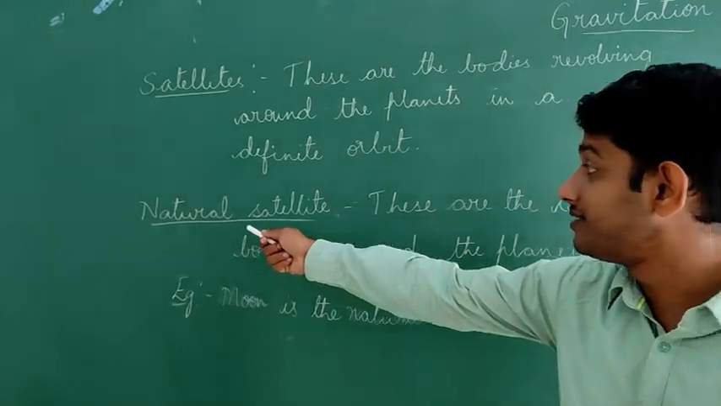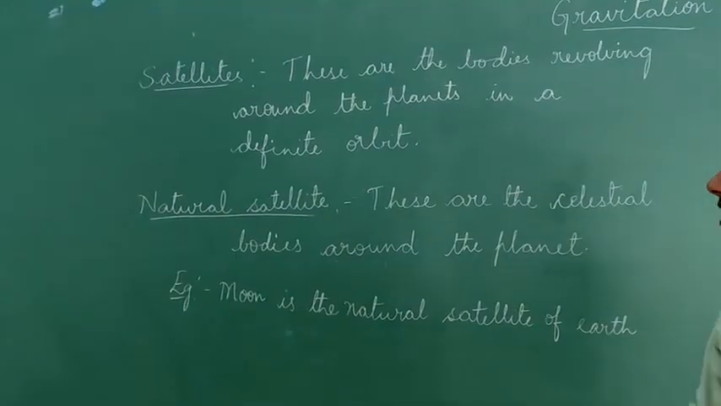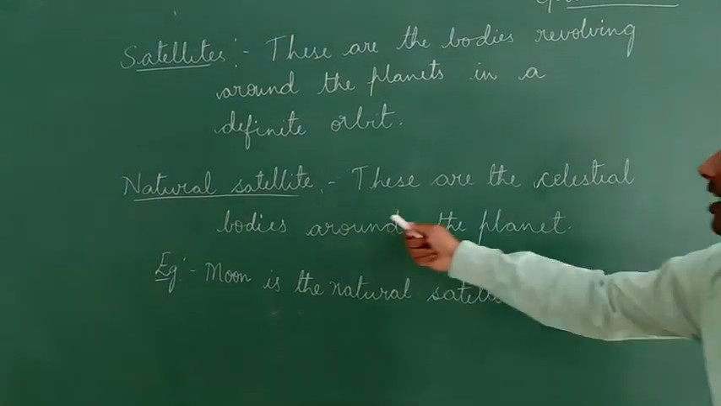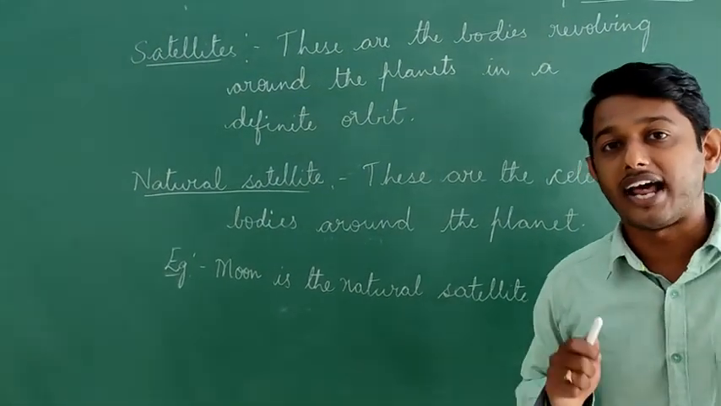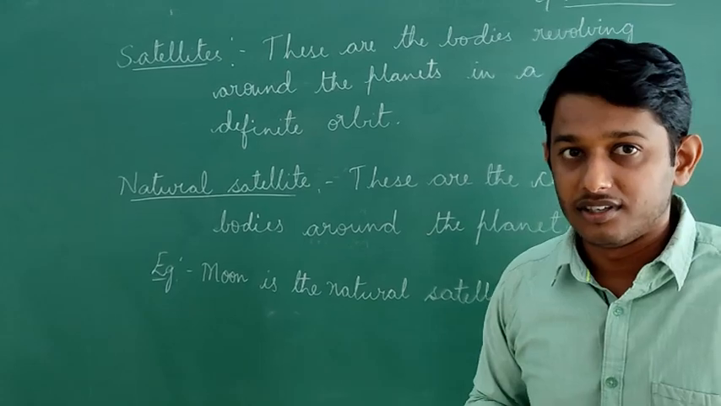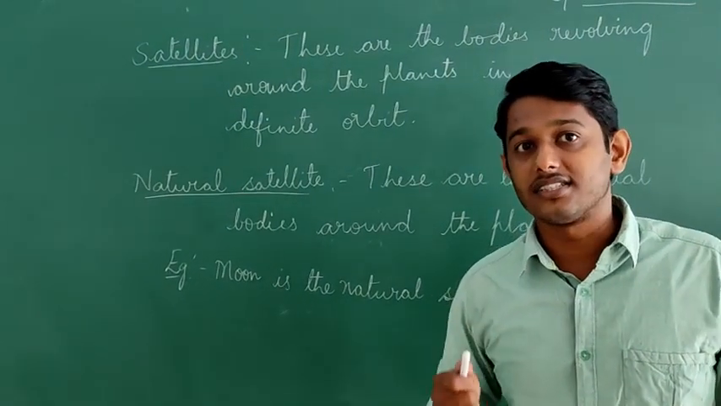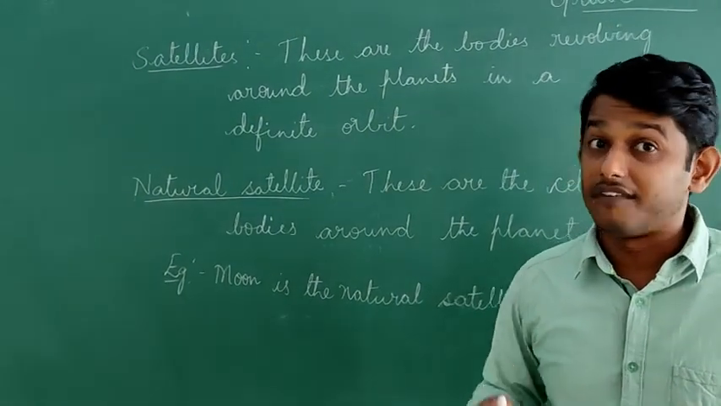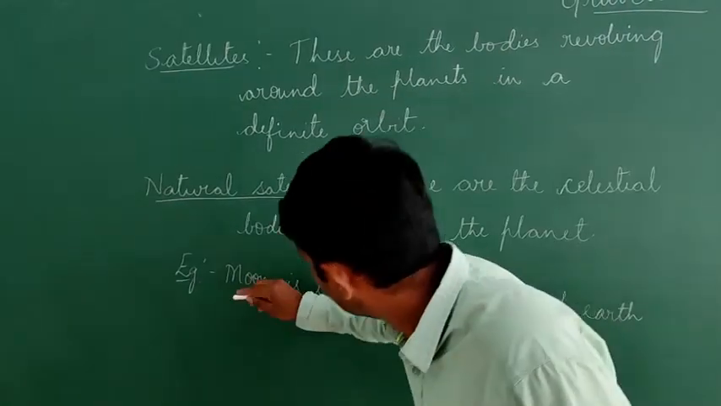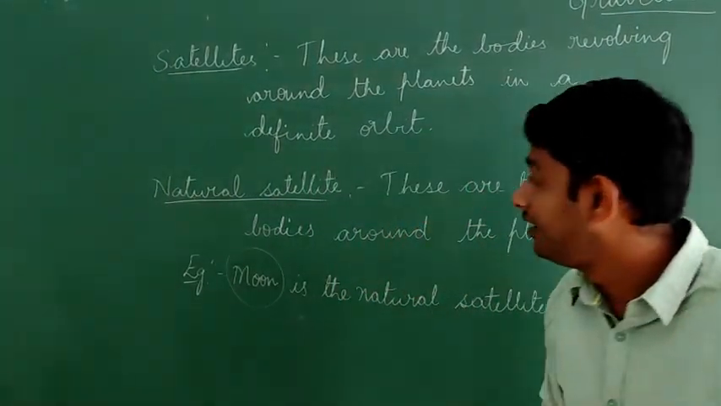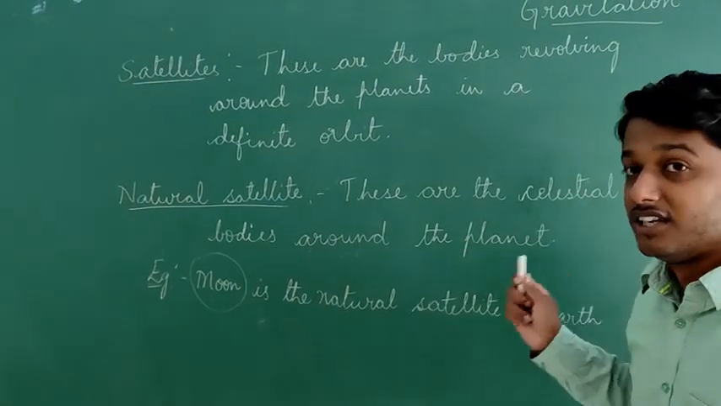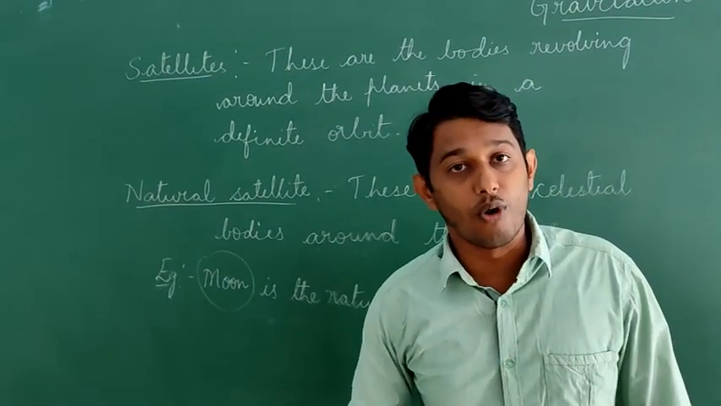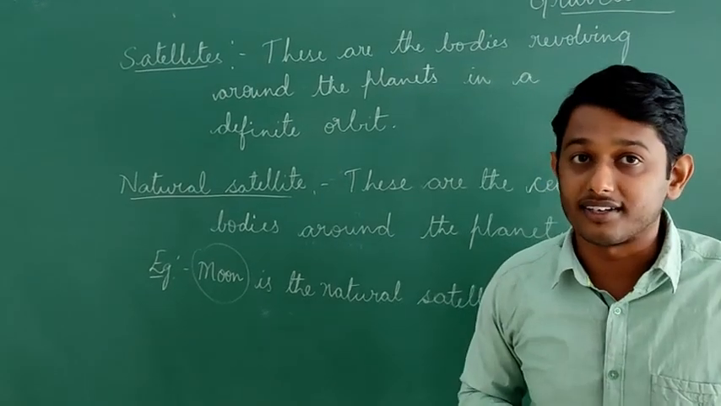So the first one is the natural satellite. These are the celestial bodies around the planet. Our Earth has a natural satellite, and our natural satellite is the Moon. So Moon is the natural satellite of Earth. Moon is a celestial body that revolves around our planet Earth.